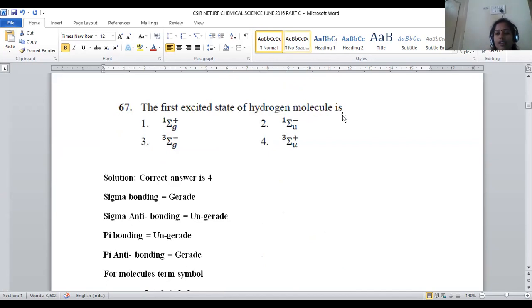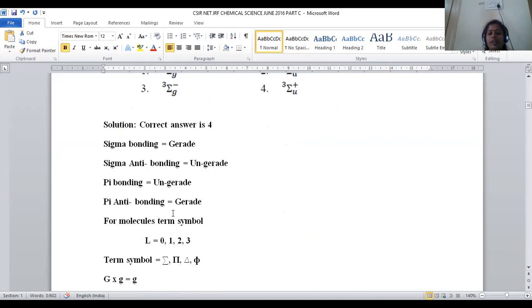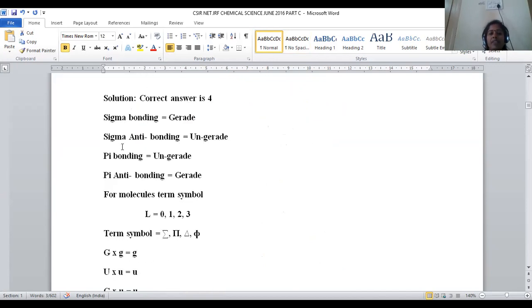It is a term symbol group theory question. The fundamental molecule hydrogen is given to us, but not the ground state. The first excited state they considered. The term symbol for an atom is different from the term symbol for a molecule. Here they are asking about a molecule. So for a molecule, we have certain protocols. Let us see what the protocols are.